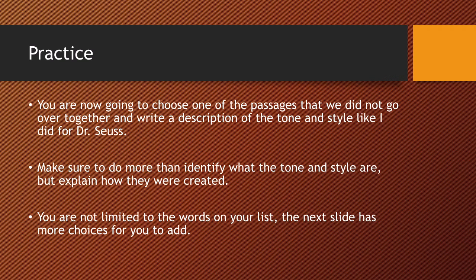Next slide. You are now going to choose one of the passages that we did not go over together and write a description of the tone and style like I did for Dr. Seuss. Make sure to do more than identify what the tone and style are, but explain how they were created. You are not limited to the words on your list. The next slide has more choices for you to add.